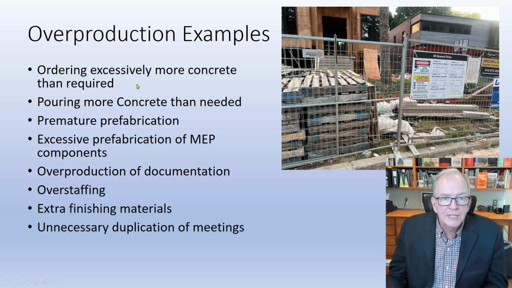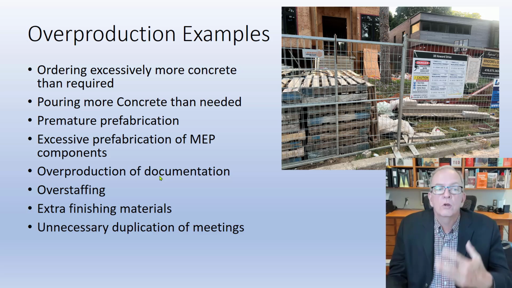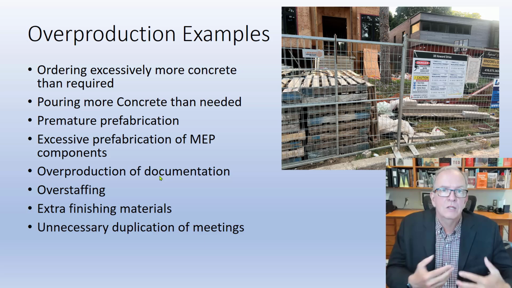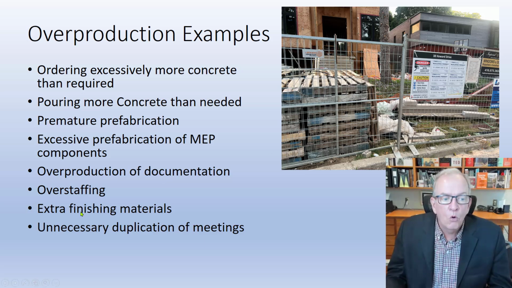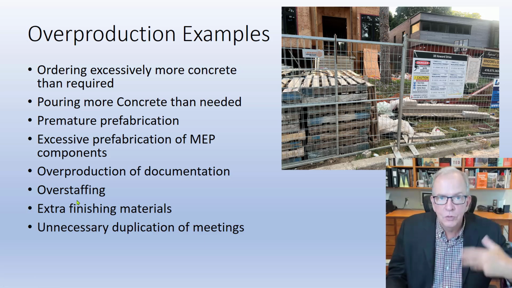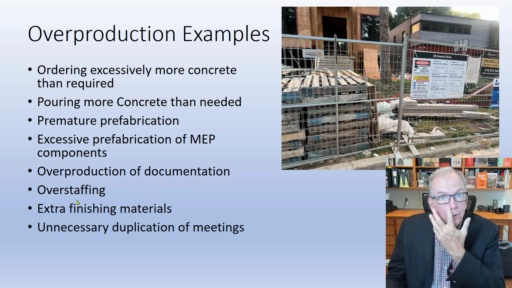All right, so ordering excessively, pouring more than needed, premature fabrication, excessive fabrication of MEP components. Like I said, I do a lot of work with mechanical contractors, mechanical, electrical, plumbing. Overproduction of documentation. That's another waste, where you are doing more documents than are really needed for the project. That can be a waste. Overstaffing. Having more people than necessary doing more things, that can be an overproduction aspect.